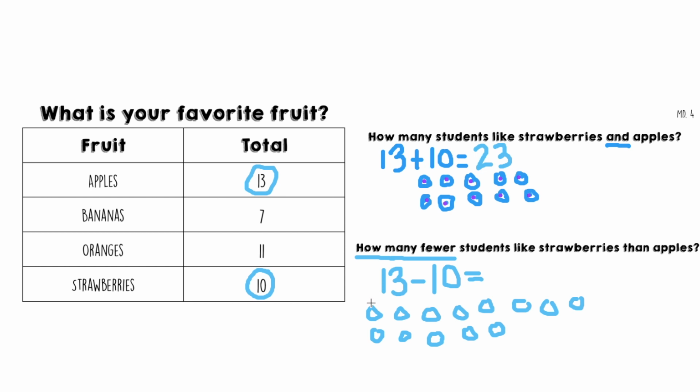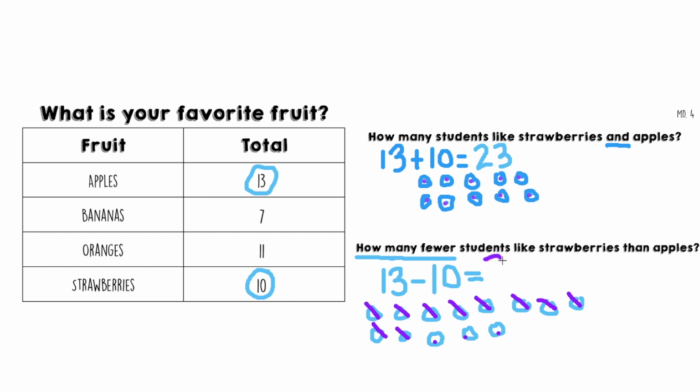So let's begin. As I'm crossing out 10, I want you to count with me. 1, 2, 3, 4, 5, 6, 7, 8, 9, 10. Now I want you to count to see how many of those circles are left with no partners. So how many of those apples are left with no partners? That's right, 3. 1, 2, 3.